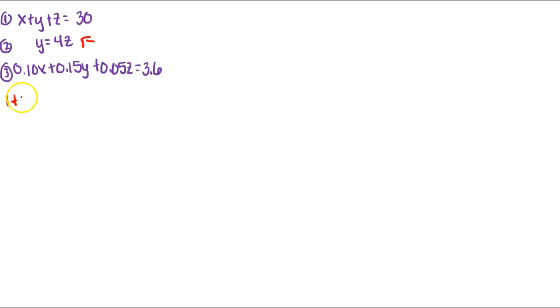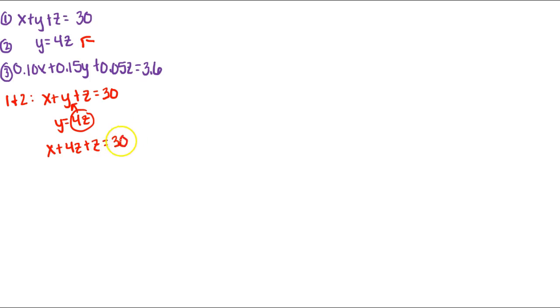All right, so equation 1 and 2, we have x plus y plus z is equal to 30. And we have y is equal to 4z. All right, remember I'm going to take this, I'm going to plug it in right there. We have x plus 4z plus z is equal to 30. This is going to give me x plus 5z is equal to 30. And here's my equation number 4.